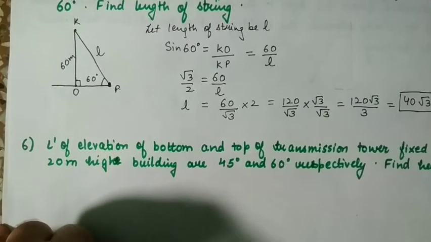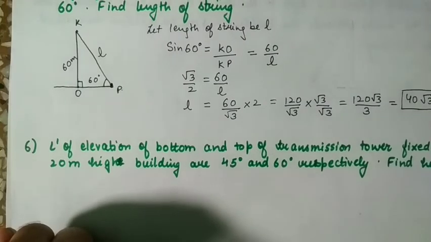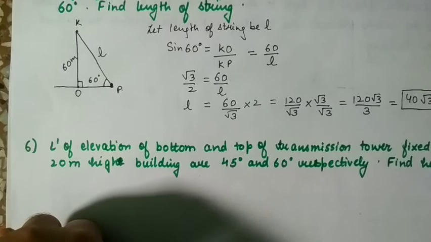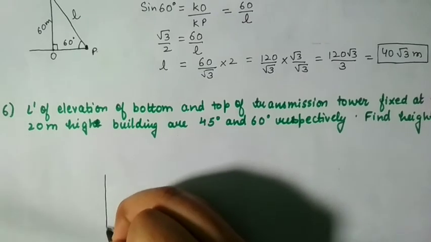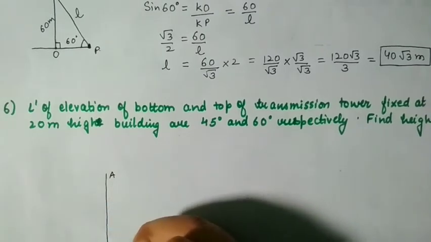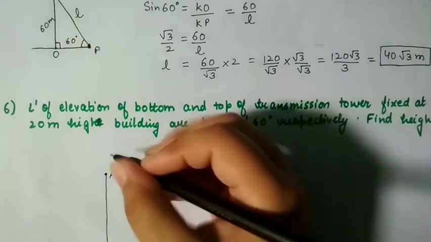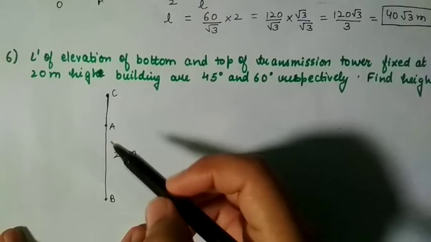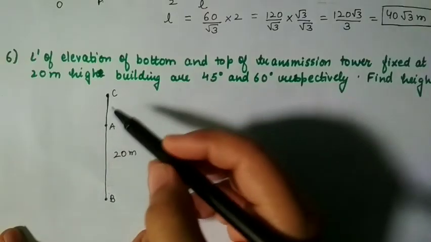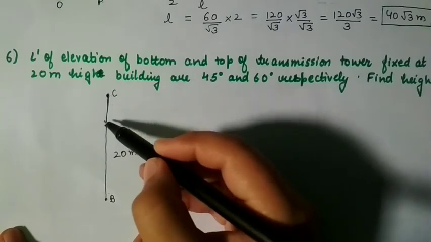Now see the sixth question. In the sixth question, it is given that the angle of elevation of the bottom and top of a transmission tower that is fixed at the top of a 20-meter high building are 45 degrees and 60 degrees respectively. We have to find the height of the tower. So it means there is a building, let it be A, B, and at the top of this building a tower is there. Let it be A, C. So the height of the building is given to be 20 meter and AC is the tower.